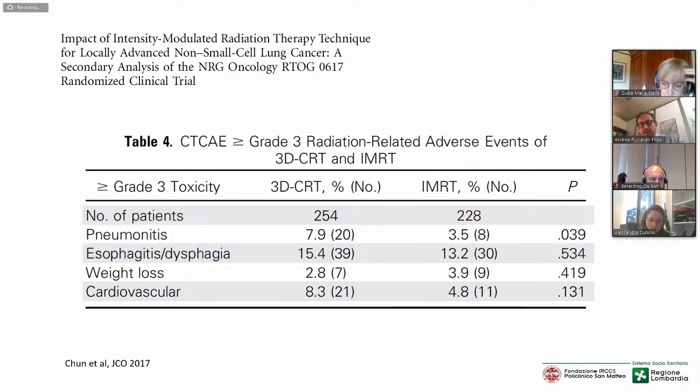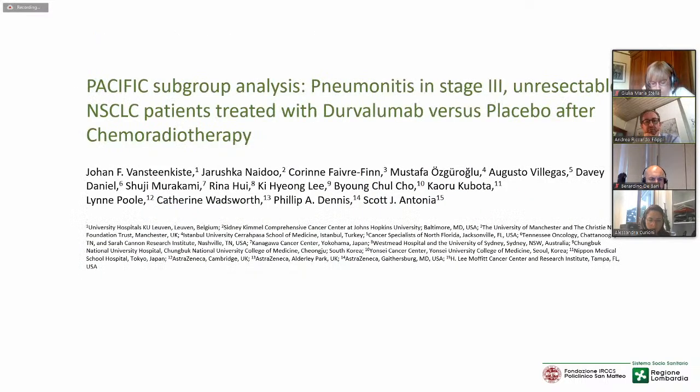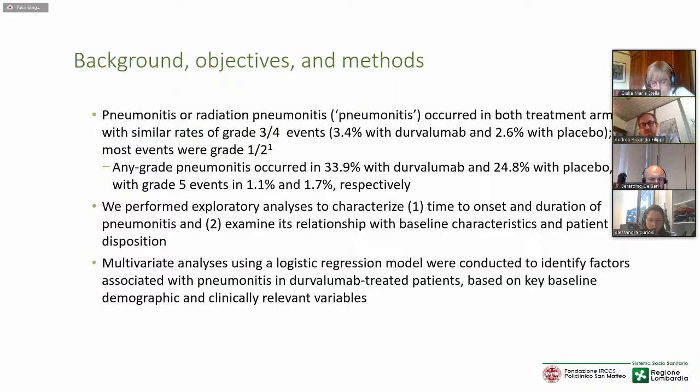These are the data plotted by kind of treatment in terms of radiation technique from the RTOG 0617 dose escalation trial, but these results are important. They have a clinical impact for our practice. And we also have data from the PACIFIC subgroup analysis analyzing the pneumonitis rate and occurrence, and also the time of onset and duration between durvalumab and placebo in the PACIFIC trial.